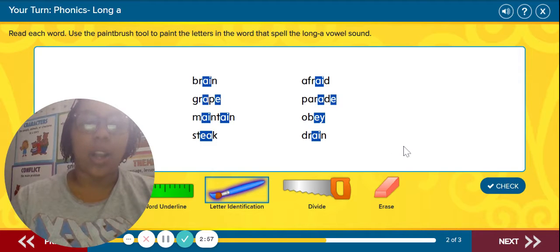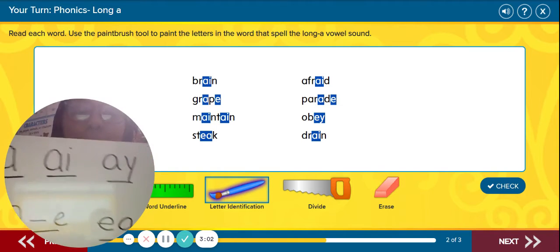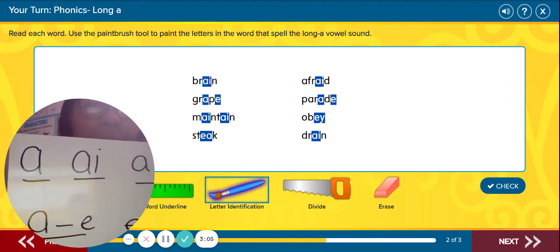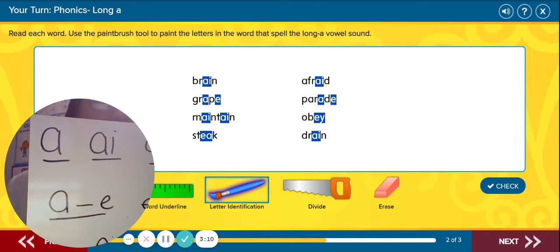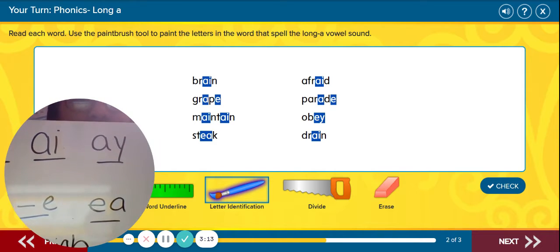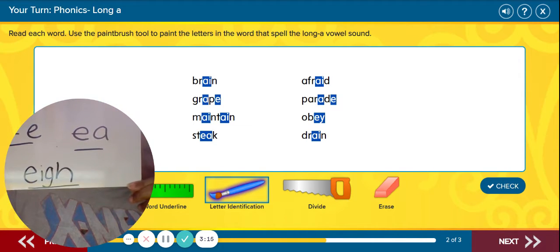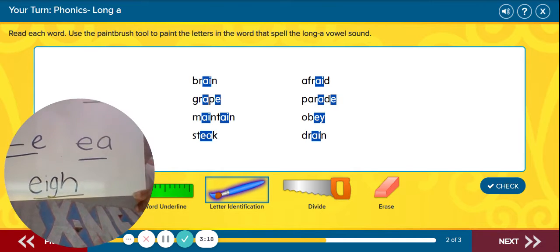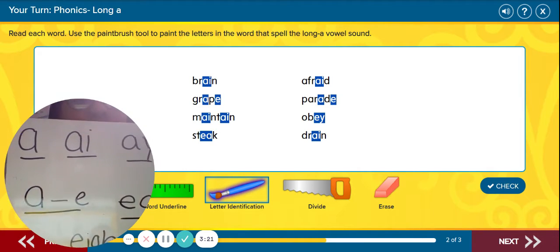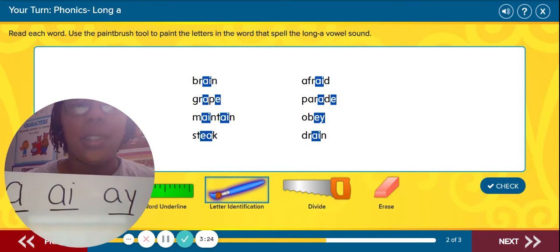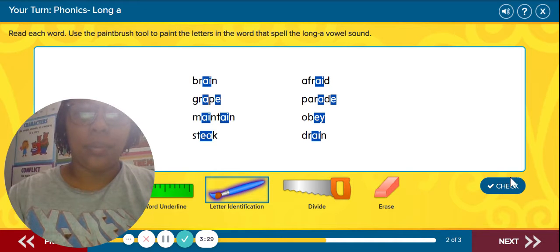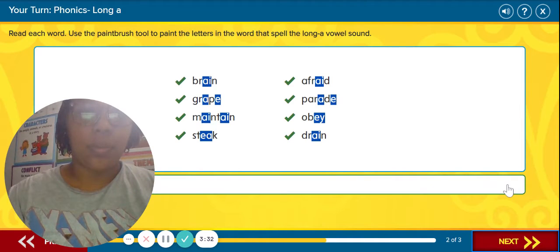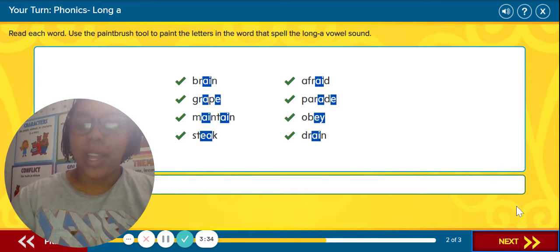So let's take a second and go over our work to be sure that we got all of the answers correct. Remember, these are the patterns we're using. A, AI, AY, A with a silent E close by, EA, and EIGH. Looking at your words, did we highlight all of the correct patterns? Let's check and see. Excellent work. We did it. Let's move on to the next page.